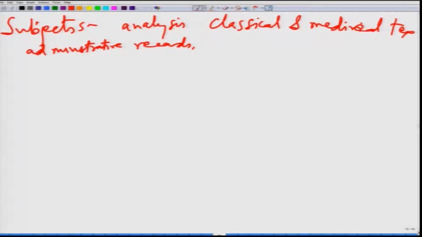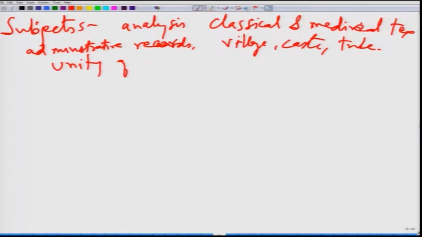Administrative records are another aspect of understanding the ground realities. Then, along with that, we have the analysis of issues pertaining to the village, the caste, the tribe and many such realities, and it basically tries to see them in terms of the unity of diversity. I think that is the essence of the civilizational perspective, that it tries to see unity in diversity, and in that mode it tries to see the linkage.